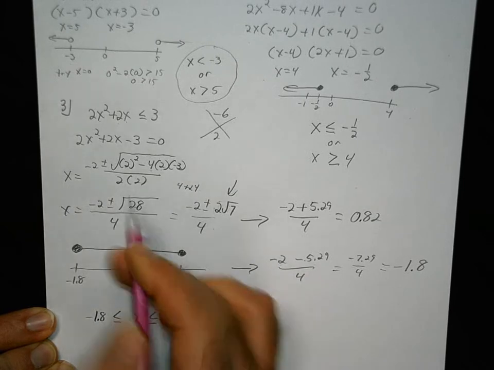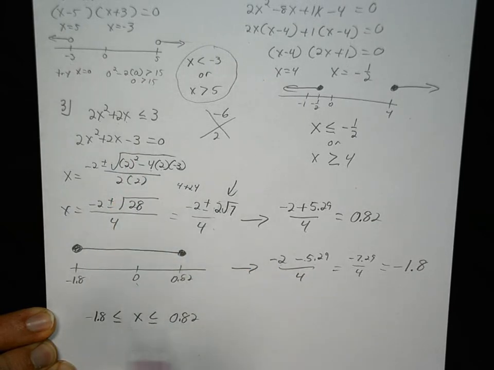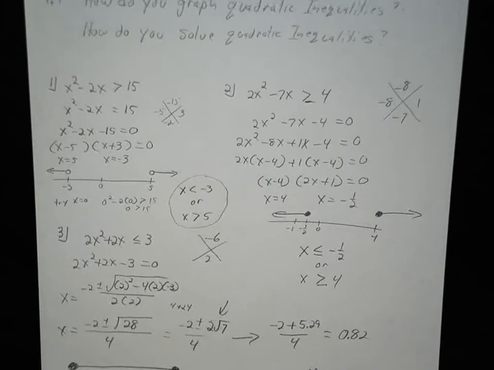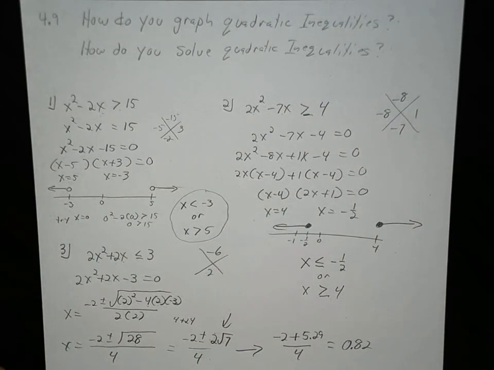This one's an OR equal to. Okay, so the way you would read that is x is greater than or equal to -1.8 and less than or equal to 0.82. So it's all the values in between those two numbers. Okay, so that's how we solve quadratic inequalities. And we are finished with section 4.9.